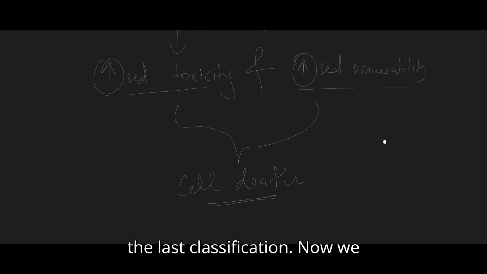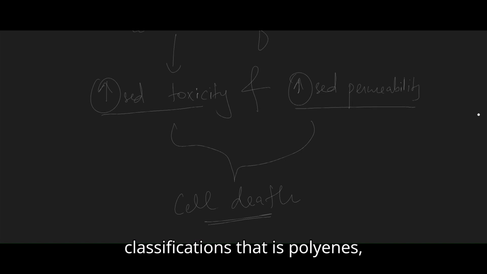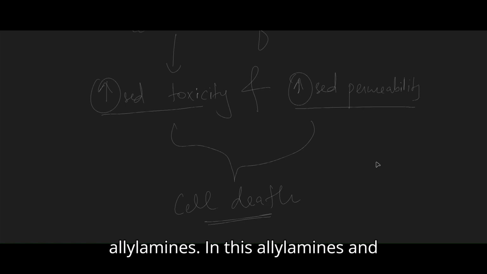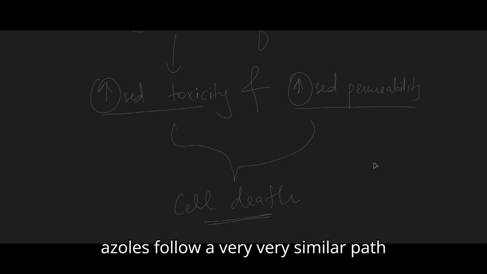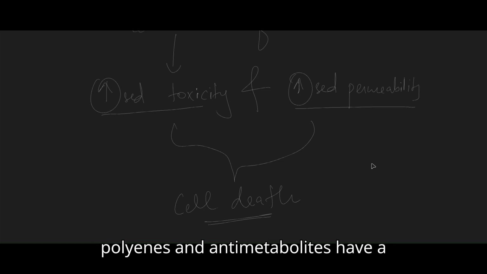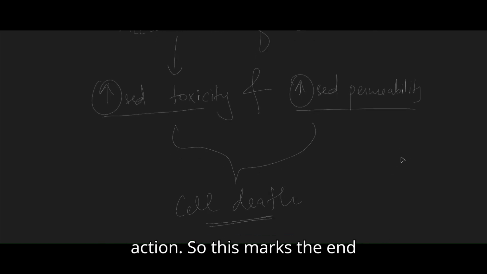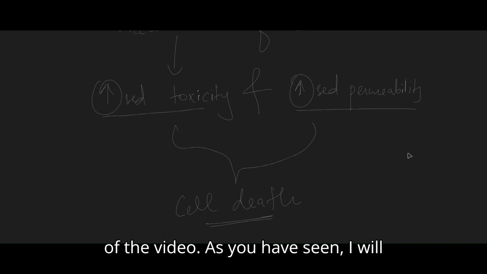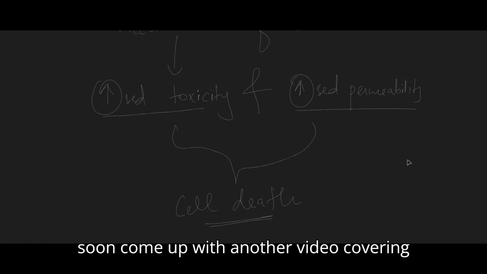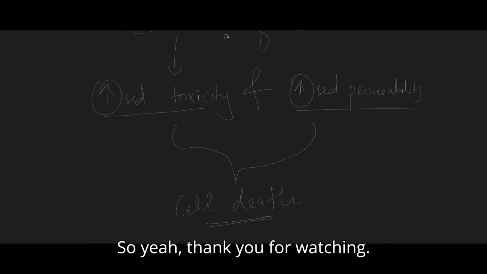Now this is the last classification. We have completed all four classifications, that is polyenes, antimetabolites, azoles, and allylamines. In this, allylamines and azoles follow a very similar path for their mechanism of action, whereas polyenes and antimetabolites have a comparatively different mechanism of action. So this marks the end of the video. I'll soon come up with another video covering more topics from antifungals. So yeah, thank you for watching.